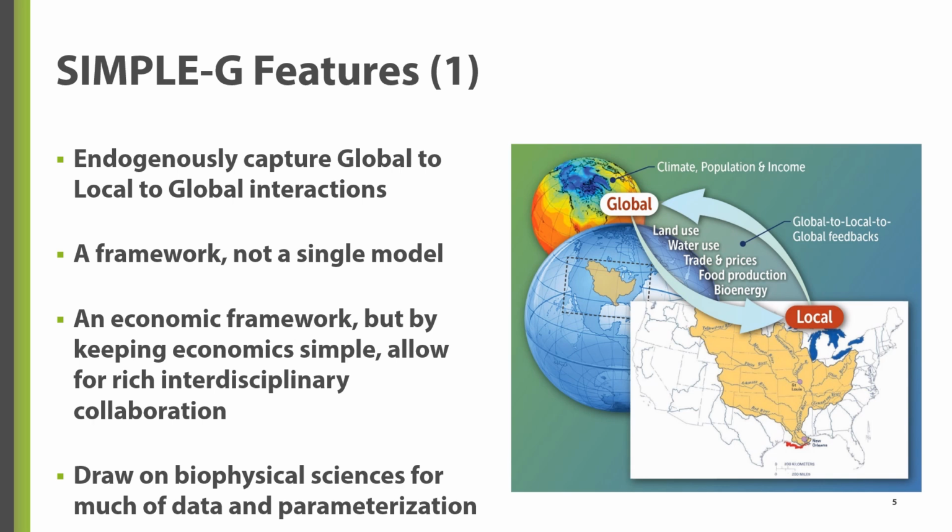Furthermore, by keeping the economics as simple as possible, the Simple G framework allows room for rich interdisciplinary collaboration. As will become clear in Parts 3 and 4 of the book, much of the data and parameterization for this model is sourced from collaborators in the biophysical sciences.